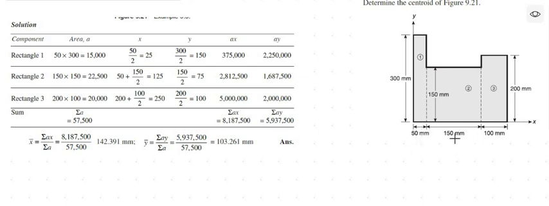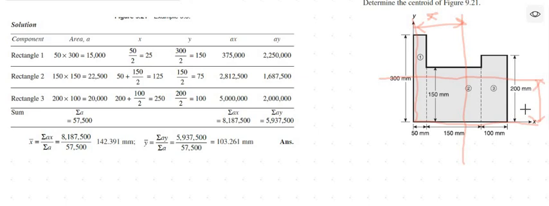First, what you should do is choose the reference axes. The reference axis x is given at the bottom, and this is the reference axis y. If I cut with respect to the x axis, it is not symmetrical, so I have to calculate y bar. And if I cut with this axis, it is not symmetrical, so I have to calculate x bar also.